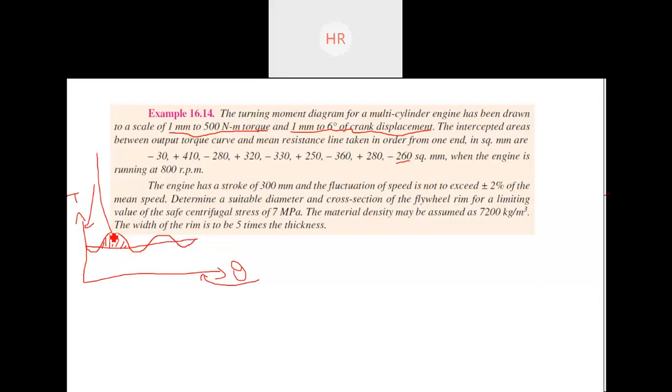So from this area you can find out the energy available or change in energy in the flywheel. To convert this area into energy, the unit of energy is Newton into meter, or you can say joule. So to convert this area in meter square into Newton into meter, we will take the help of this scale. These areas are given to you when the engine is running at 800 rpm.